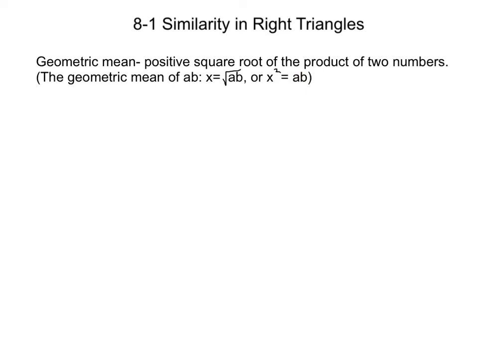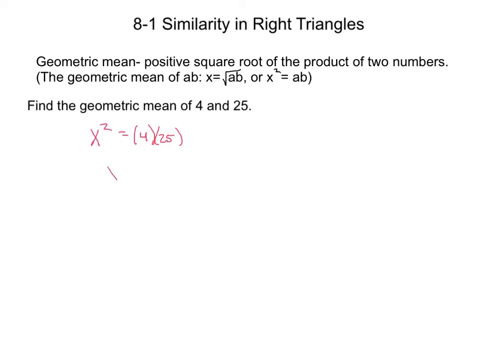So the geometric mean of two numbers, let's say a and b, x is equal to the square root of ab, or simply x squared is equal to ab. So for example, let's find the geometric mean of 4 and 25. We know that x squared is equal to ab. I want to use this second half of it because it's fairly easy from there. x squared is equal to 4 times 25. So we know that x squared is equal to 100.